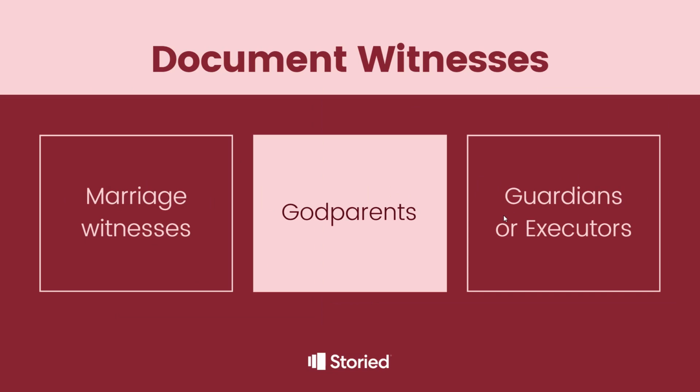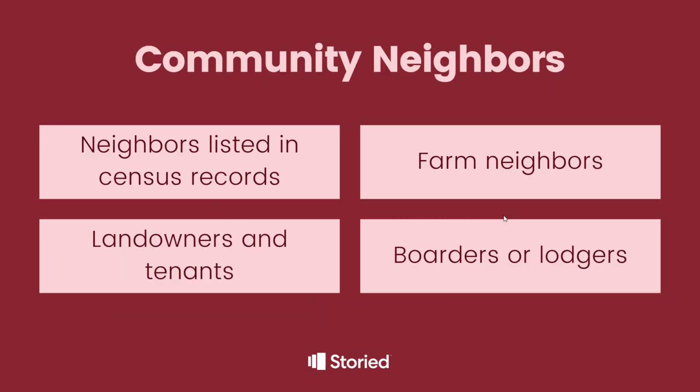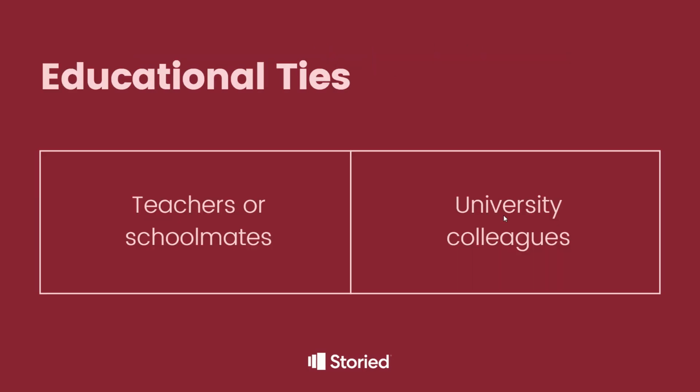And the idea here is just to kind of get this jump started for you. There are so many other types of documents. These are just some to kind of get you started. Think about community neighbors. This is one of my favorite ones. Think about neighbors listed on census records, farm neighbors, landowners and tenants, boarders and lodgers. That one is one that I've had a lot of success with, the boarders and lodgers, with my ancestors living in another household that wasn't part of their family unit. So looking at those are great sources of fan club.